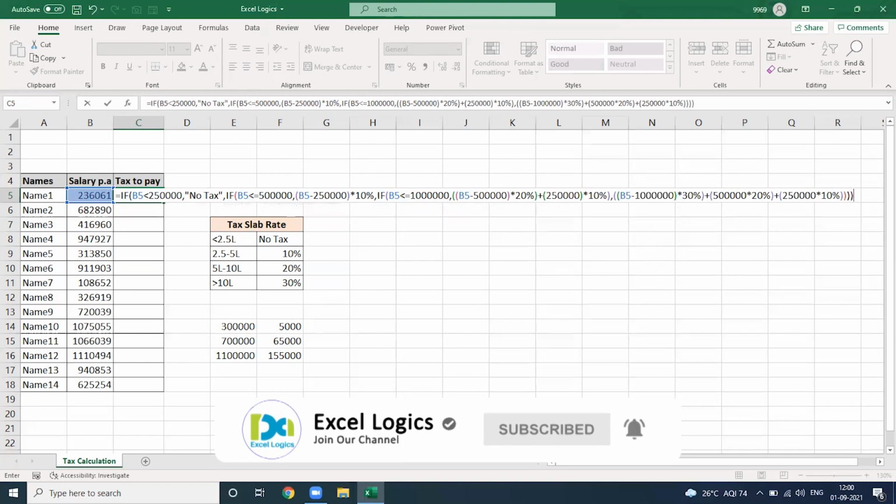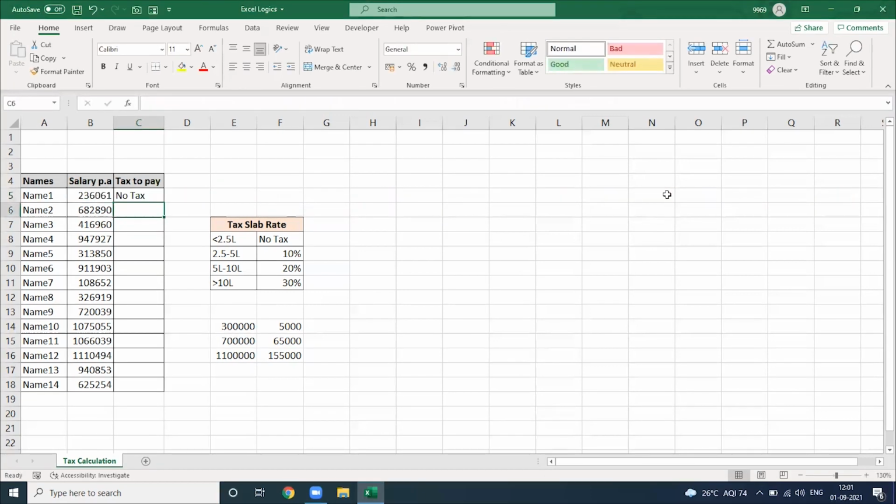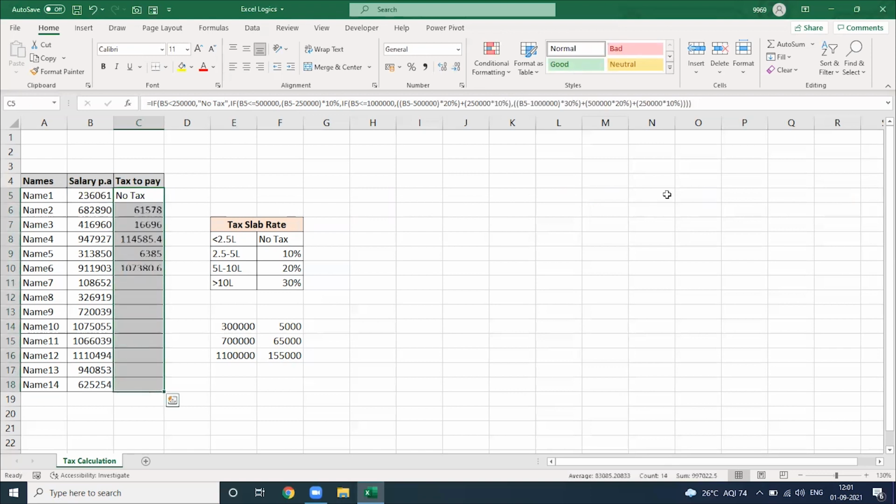Close all IF condition brackets. Now Shift Down Arrow to select, and Control D is for fill down. In this way, we calculate tax.